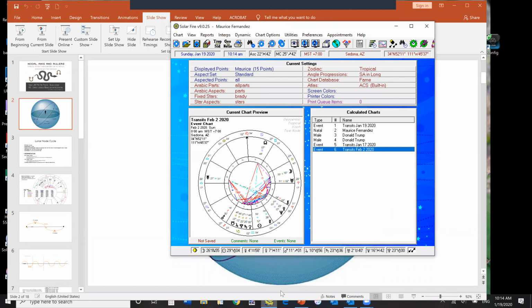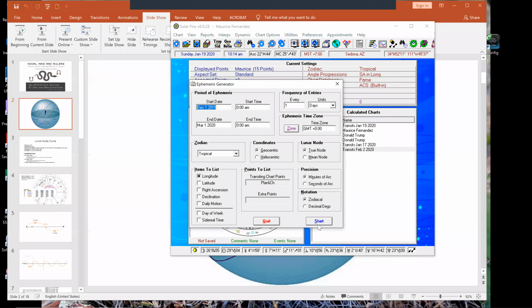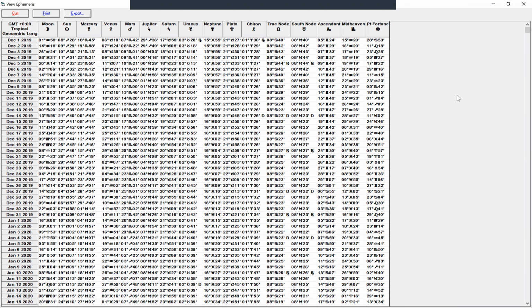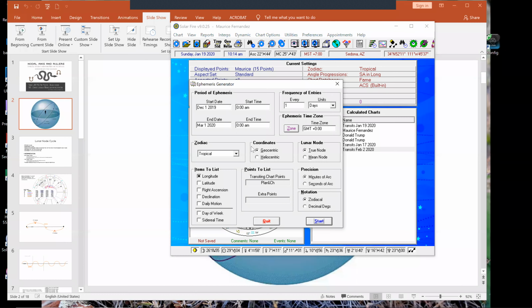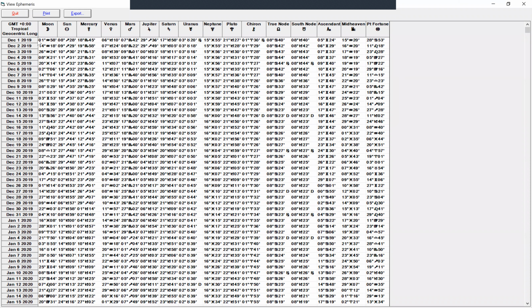I'll show you right now. Electional search. Right now, you know, the sun is close to the nodes. We had 2 eclipses end of December. So this is the ephemeris. I'm going to actually simplify this. Let me see. It doesn't let me. So this is an ephemeris from the beginning of December 2019 into now.